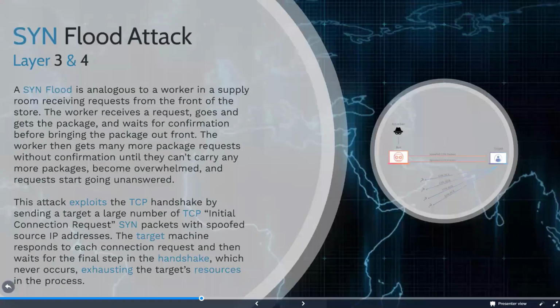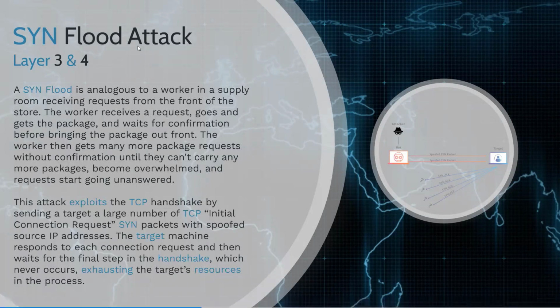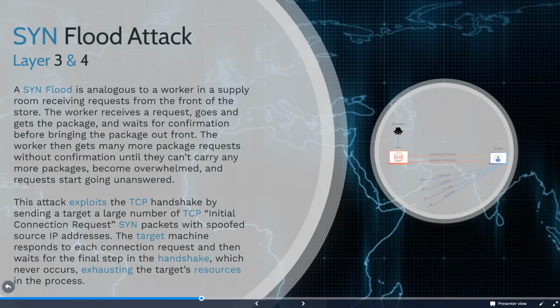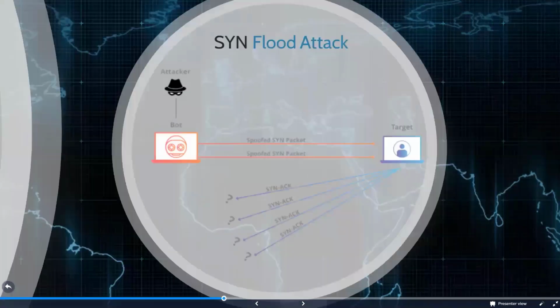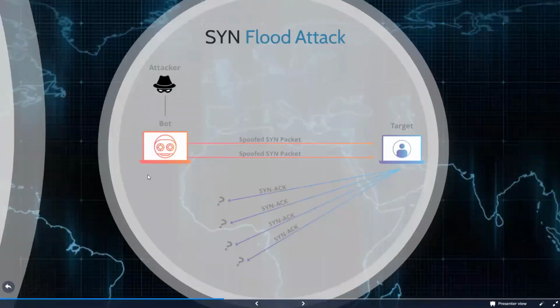We move on to a SYN flood. A common theme here: flood typically means a whole lot of whatever it is. This happens at layers 3 and 4, so think TCP/IP, and it leverages the three-way handshake, which anyone taking their Network+ will know, right? We have a SYN, a SYN-ACK, and then the ACK. So what we're trying to do is, actually, let me go back.